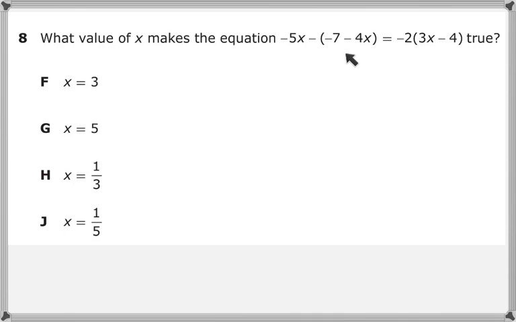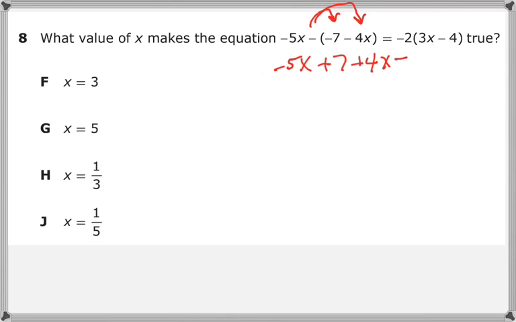Okay, so here we go. We're going to distribute. We're just going to bring down the negative 5x. Now we're going to distribute the negative to the negative 7 and then to the negative 4x. So that's going to give us a positive 7 and a positive 4x. And let's go ahead and erase this equal sign here.